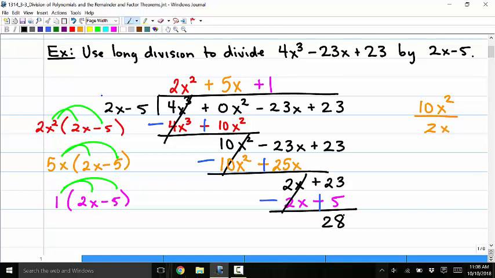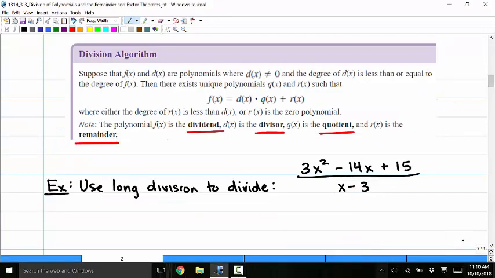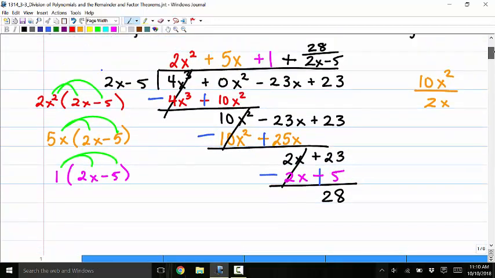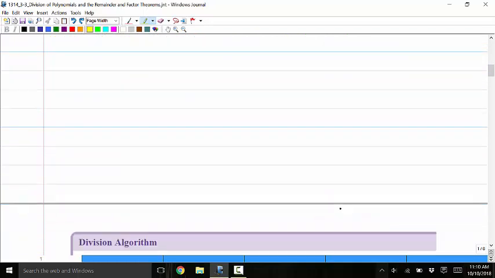Okay, my answer is going to be 2x squared plus 5x plus 1 plus 28 over 2x minus 5. This is my answer. Okay, vocabulary: the dividend, the divisor, the quotient, and the remainder. Going back up here, there's the divisor, there's the dividend, there's the quotient, there's the remainder. Am I going to test you on vocabulary? No. But know that that's what those things are called.